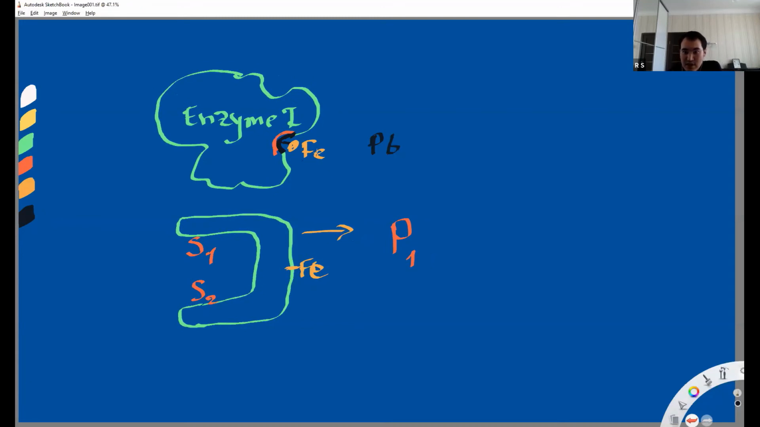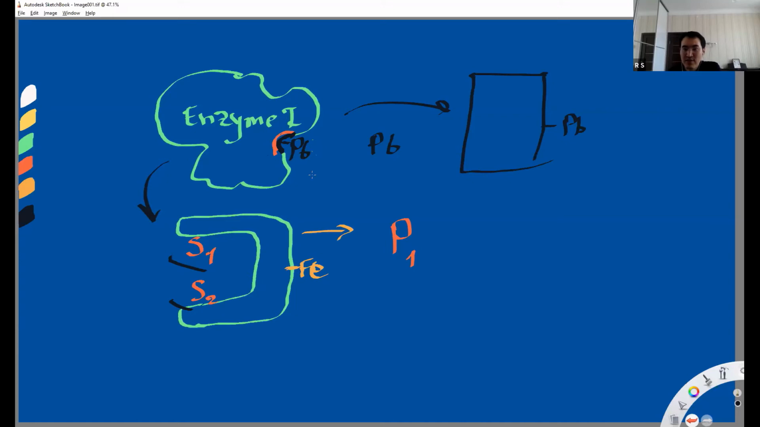And if instead of the ferrum, it has the lead, it will not change the conformation to this state. It will make it inaccessible for substrates. So instead of the usual enzyme, we have something of a different shape. And this enzyme is not functioning as we suppose it to function.